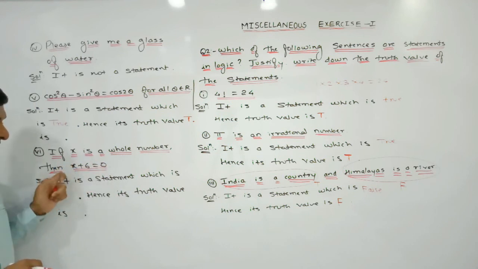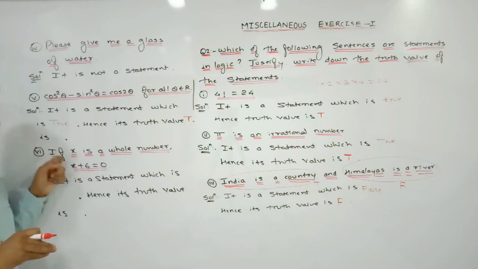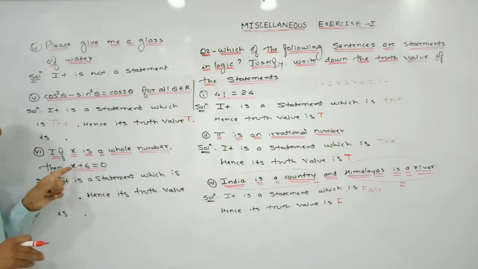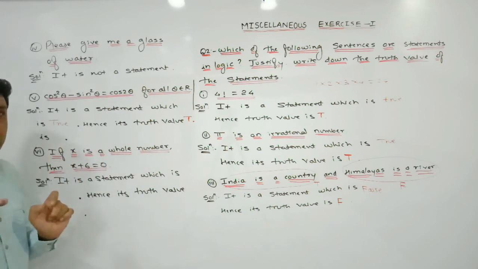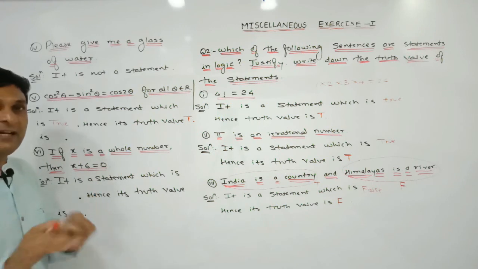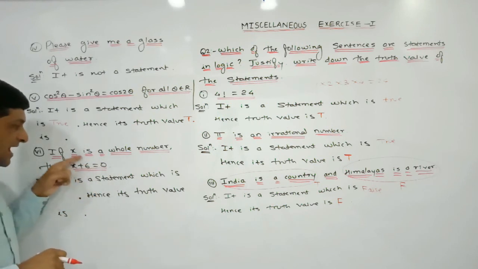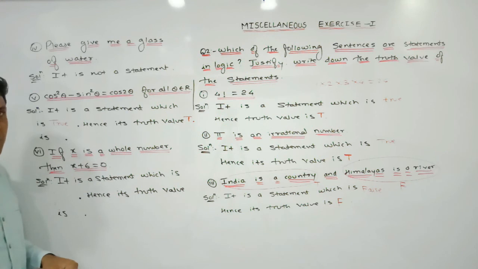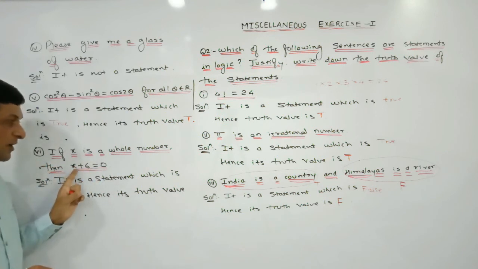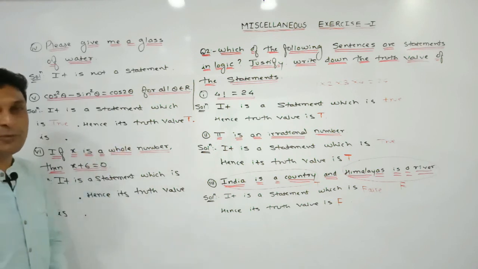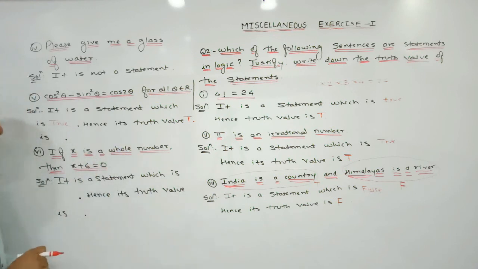The addition of these two numbers is 0 only if the first part is what? That is, x is minus 6. At that time only this addition is what? 0. But x equal to minus 6 does not belong to what? Whole numbers. This means there does not exist a single whole number for which the addition of these two numbers becomes 0. Because the addition becomes 0 only if x is equal to what? Minus 6, and minus 6 does not belong to what? Whole numbers.